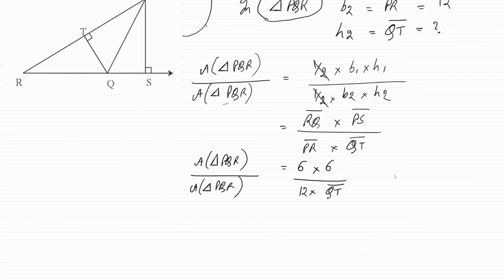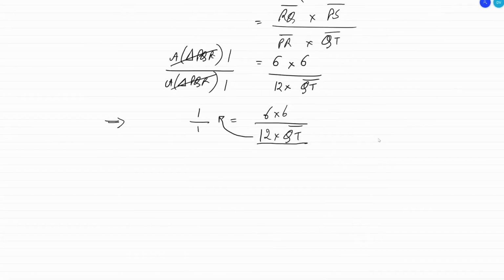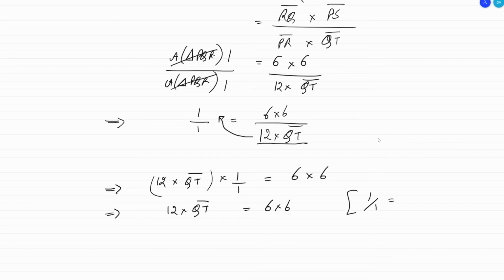Now here lies the trick. Both the triangles are the same triangle, no? So their areas will be the same, so I can simply cancel them out. So now what happens is 1 upon 1 is equal to 6 into 6 upon 12 multiplied by segment QT. Now this whole thing, I will take on this side. So it will be 12 multiplied by QT multiplied by 1 upon 1 is equal to 6 multiplied by 6. Now this is 12 into QT is equal to 6 by 6. Why is this? Because 1 upon 1 is equal to 1, and the second thing is anything multiplied by 1 will give you the same number.